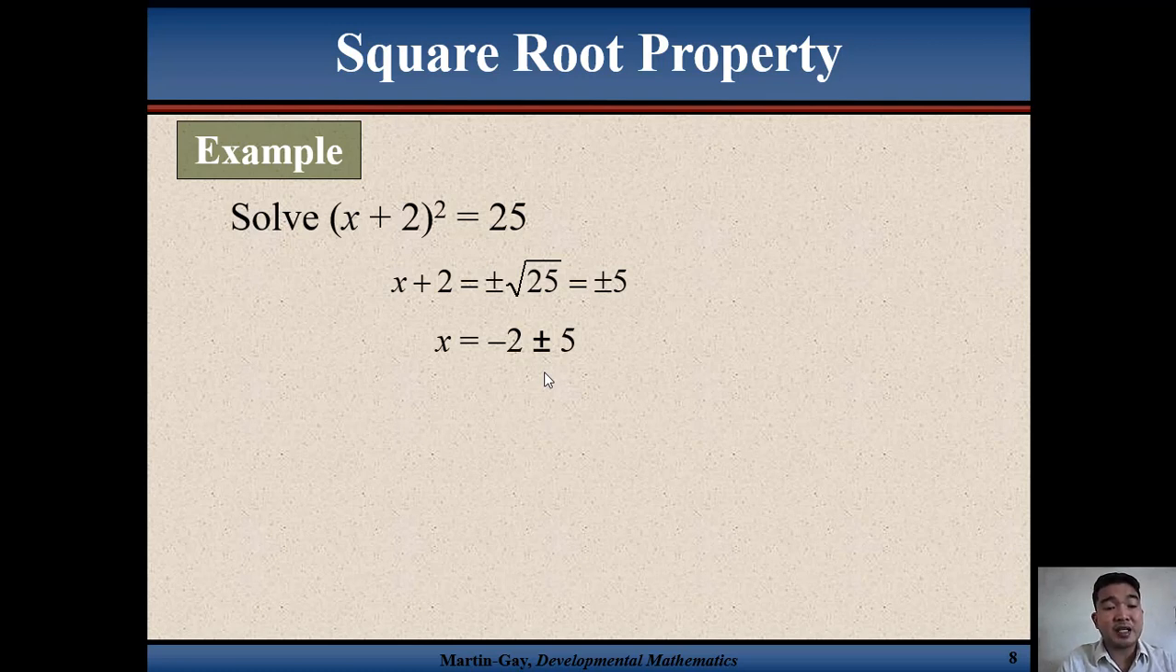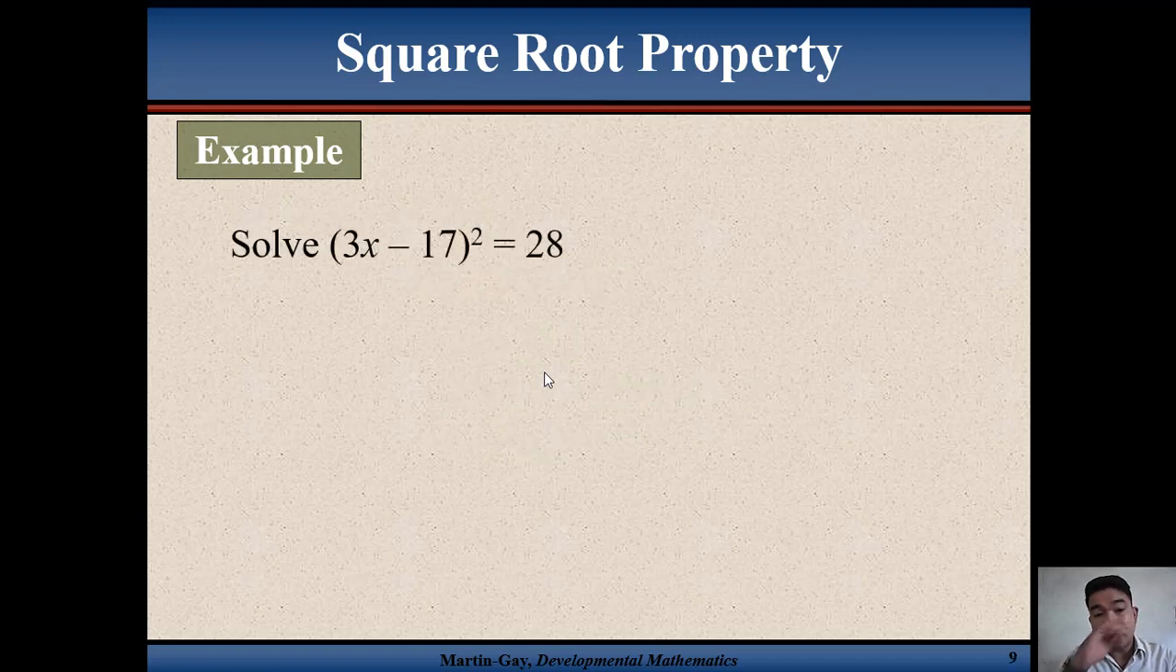So we'll be having x equals negative 2 plus or minus 5. So x now equals negative 2 plus 5, or x equals negative 2 minus 5. So the values of x are 3 or negative 7.